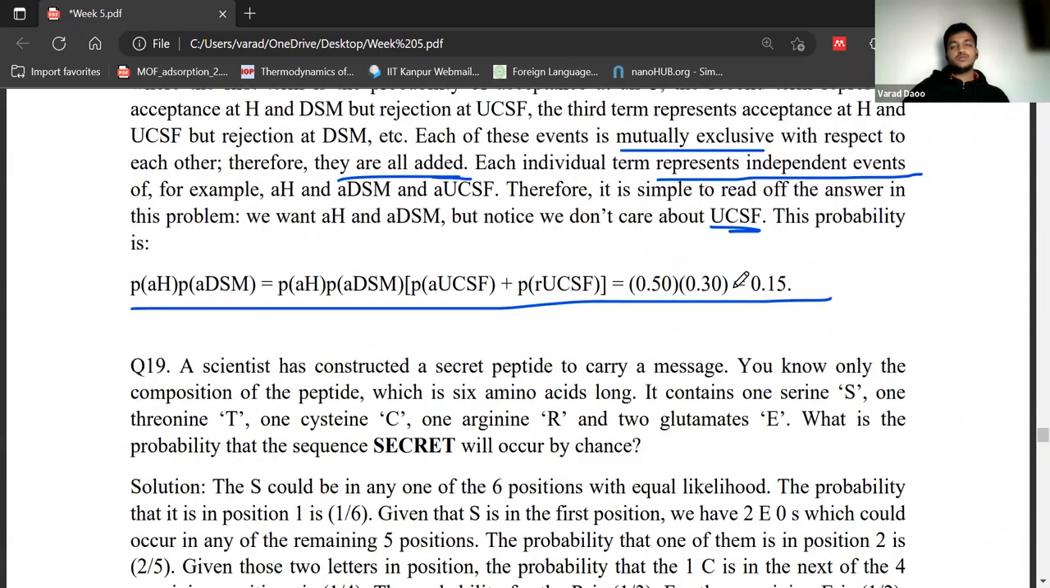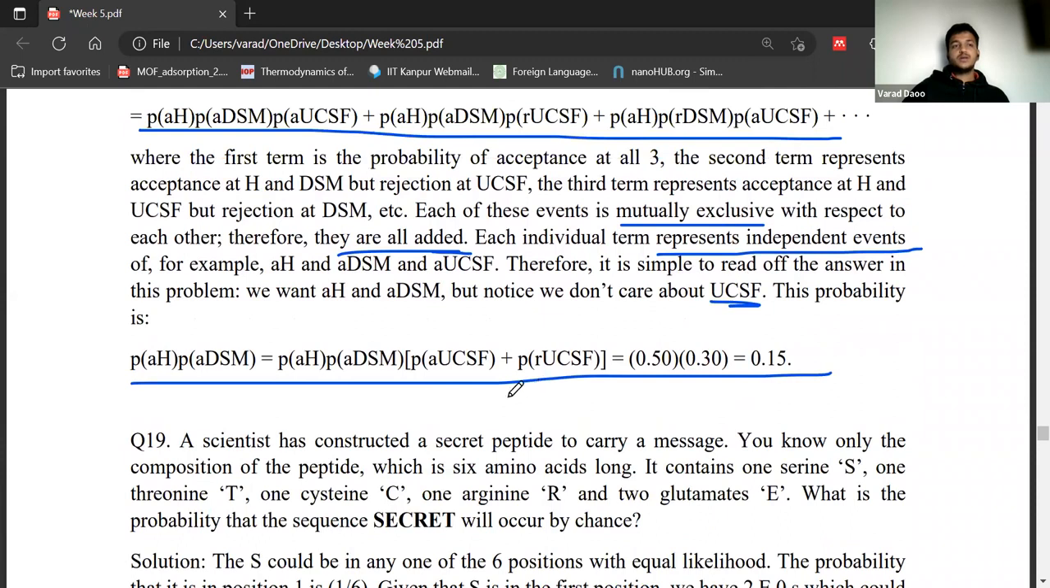So if anybody has any doubt, they can ask. Otherwise, you can try to solve the next question. I'll give you a couple of minutes.